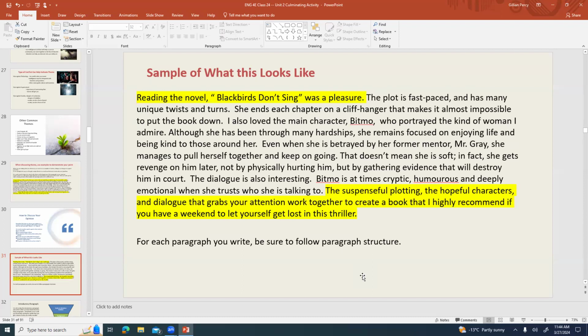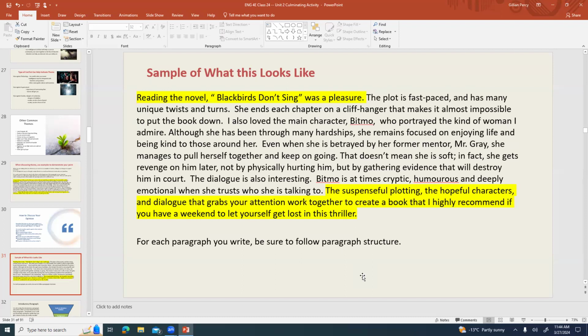That doesn't mean she is soft. In fact, she gets revenge on him later, not by physically hurting him, but by gathering evidence that will destroy him in court. The dialogue is also interesting. Bitmo is at times cryptic, humorous, and deeply emotional when she trusts who she is talking to. And then I sort of wrap it up by reiterating my points very briefly.